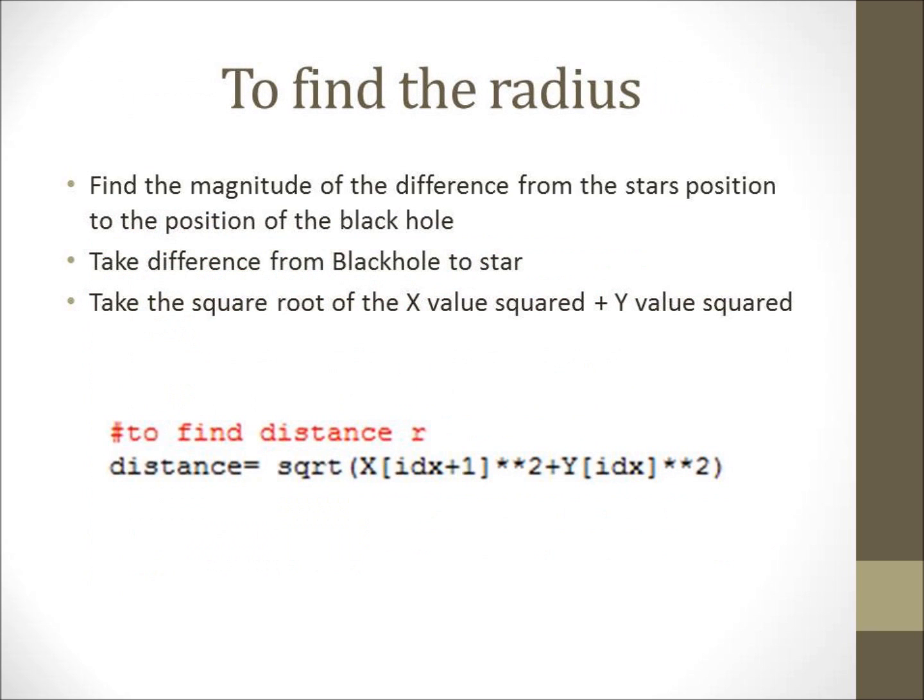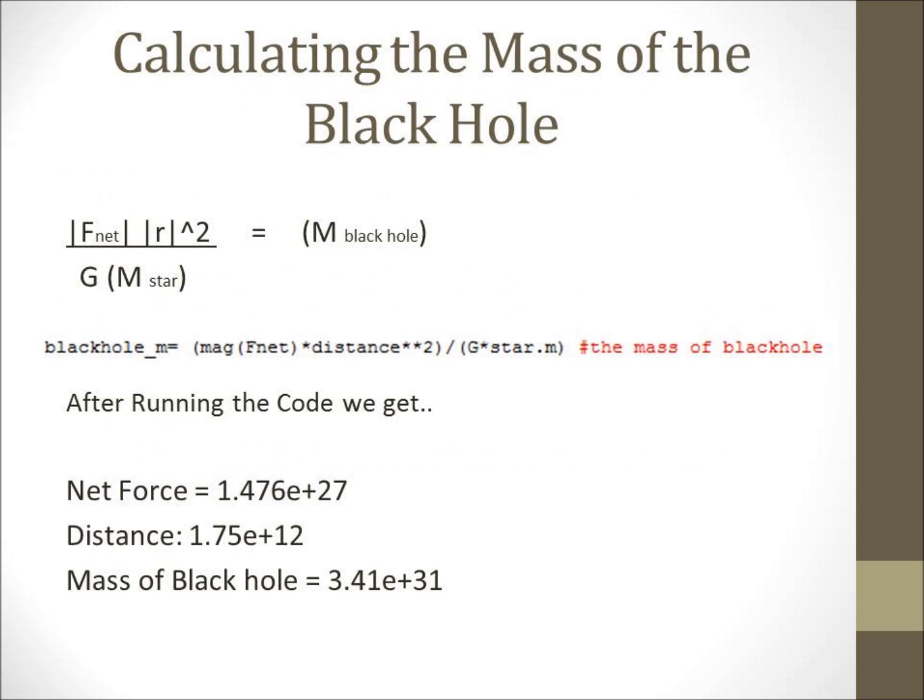To find the radius, we want to find the magnitude of the difference from the star's position to the position of the black hole. In order to do this, we take the difference from the black hole to the star, and then we take the square root of the x value squared plus the y value squared. After rearranging our formula like stated before and plugging in all known values, we find that the net force is equal to 1.476 times 10 to the 27th newtons. The distance, or the radius, is 1.75 times 10 to the 12th meters, and the mass of the black hole is 3.14 times 10 to the 31 kilograms.